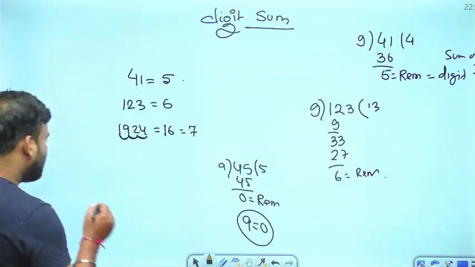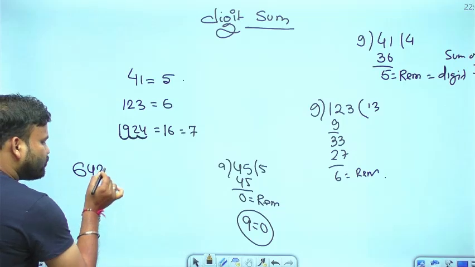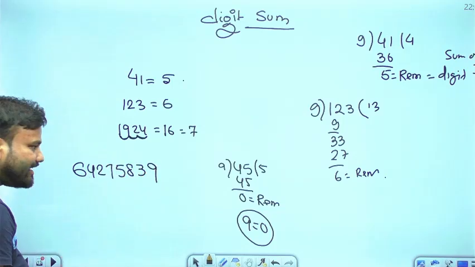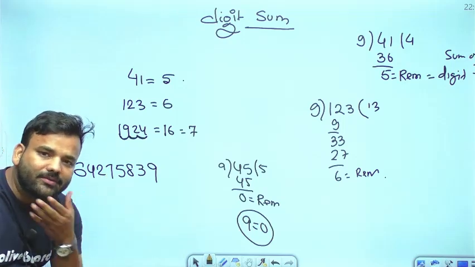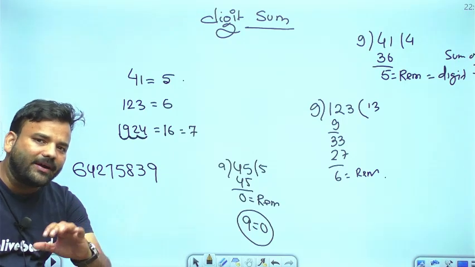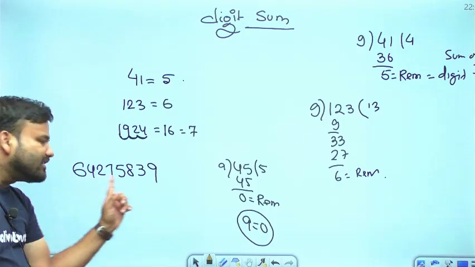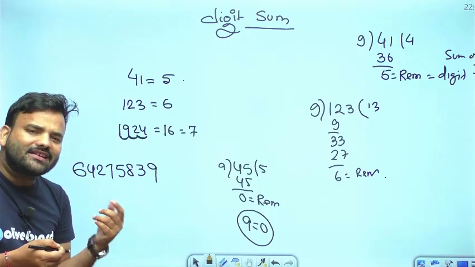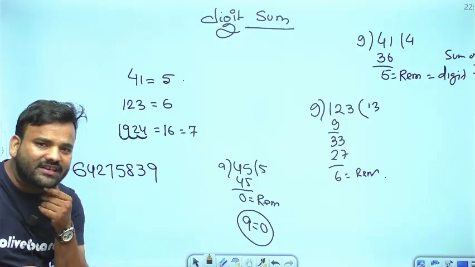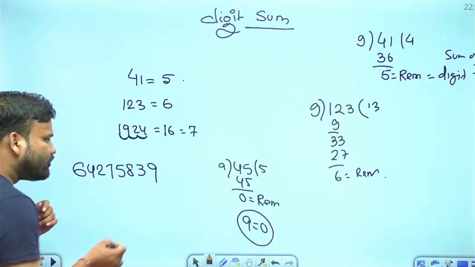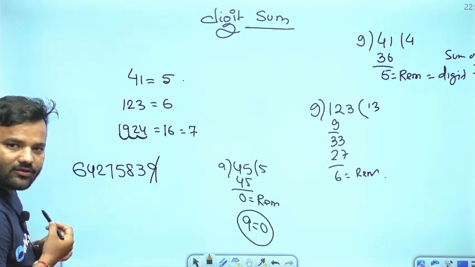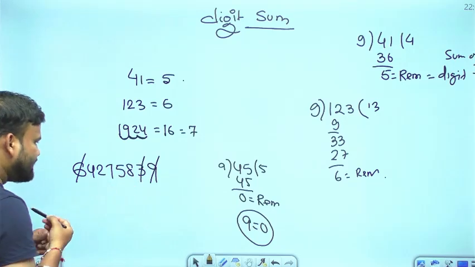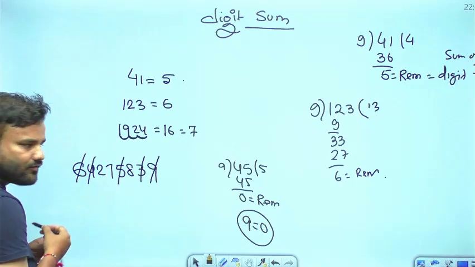So what about the digit sum of 6, 4, 2, 7, 5, 8, 3, 9? Either you divide this number by 9 and check the remainder, or a better option is to add all the digits and convert it into a single digit number. But the most important method is: the digit sum of 9 was 0, isn't it? Yes. So can we eliminate this 9 and write it as 0? Yes. Can we eliminate this 6 and 3 as 9? 9 is 0. Yes. Can we eliminate this 4 and 5 as 9? Yes. What about 2 and 7?